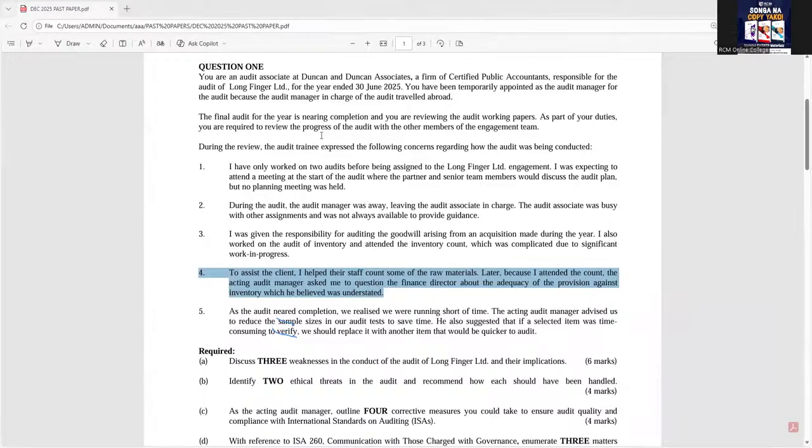Advocacy threat. Advocacy threat is what the question is asking about. So this particular audit associate took part in the inventory count. Then at the same time, he ended up having to conduct an audit on this inventory. At that point, they realize that the value of inventory is not actually correct. And part and parcel of the parties involved in the mistake in this inventory is the finance director.